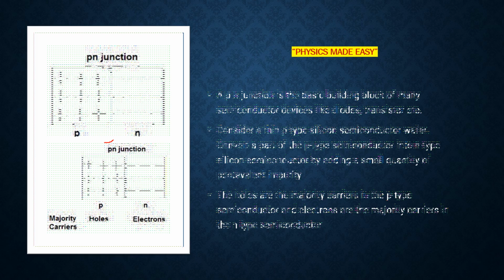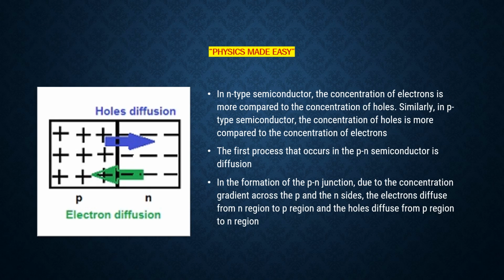For the p-type, holes are the majority carriers because the conductivity is due to the motion of the holes, and for the n-type, electrons are the majority carriers because there is one free electron that may take the initiative to set up the conductivity of the complete system, or the impure semiconductor. In an n-type semiconductor, the concentration of electrons is more as compared to the concentration of holes. Similarly, in a p-type semiconductor, the concentration of holes is more as compared to the concentration of electrons.